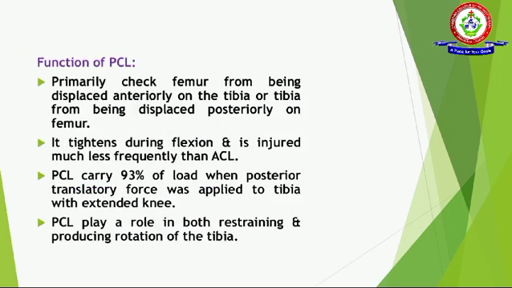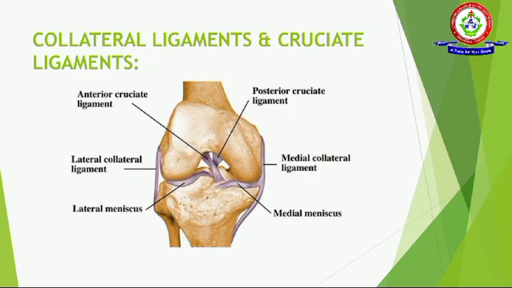Function of PCL. Primarily check femur from being displaced anteriorly on the tibia or tibia from being displaced posteriorly on femur. It tightens during flexion and is injured much less frequently than ACL. PCL carry 93% of load when posterior translatory force was applied to tibia with extended knee. PCL play a role in both restraining and producing rotation of the tibia. This picture shows the collateral ligaments and cruciate ligaments of knee joint.